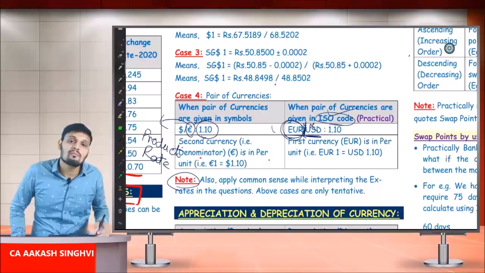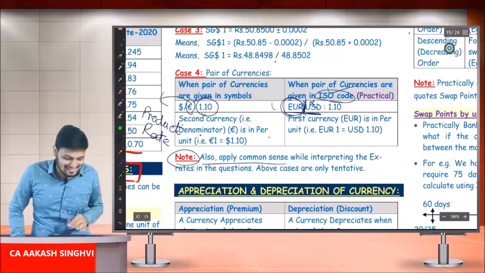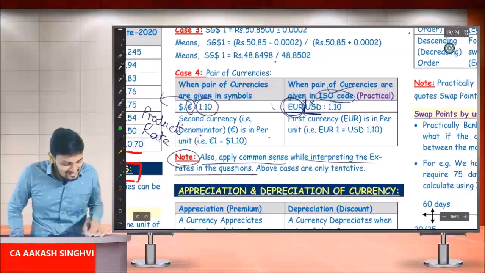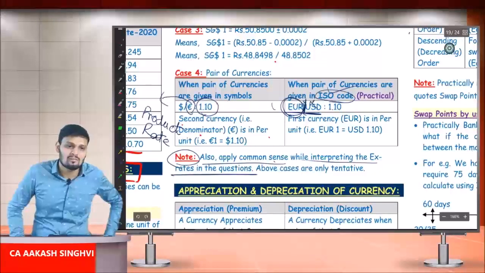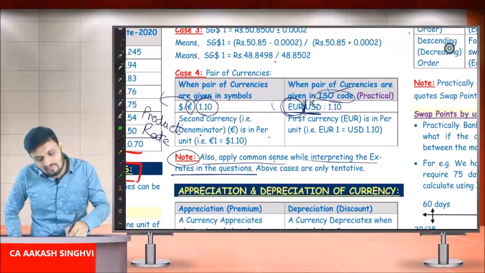But there have been cases where, as I have also told you, you should apply common sense while interpreting the exchange rates in the questions. You need to apply a little bit of common sense, because sometimes what happens is, they will give you something like this.